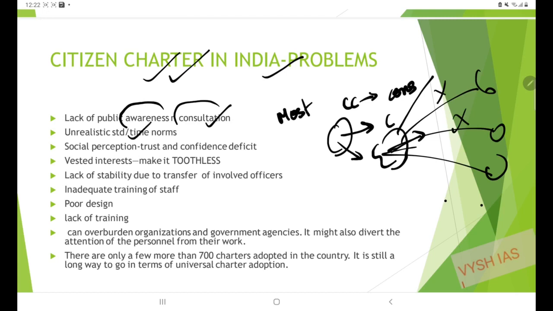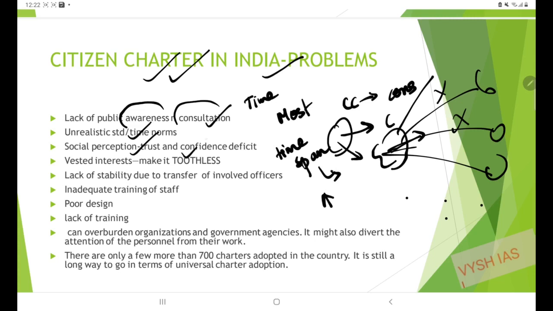Then unrealistic standards or time norms. Most of the time the standards specified for the service delivery will be very poor, or the time taken is also very poor, or it is not practical. Most of the time the time span for the delivery of a public service will be more, or it will not be practical. Then social perception is another issue.